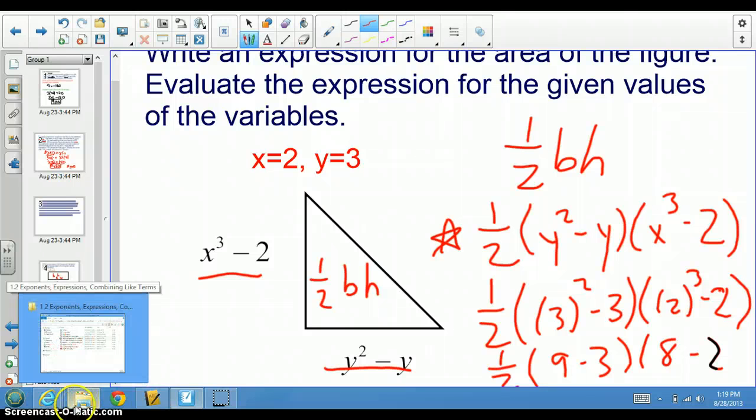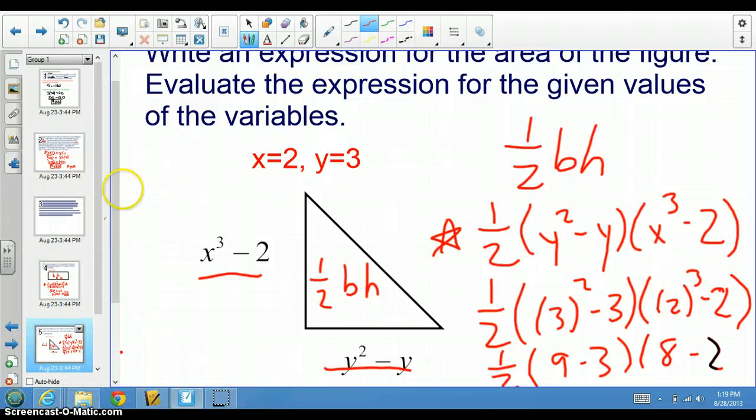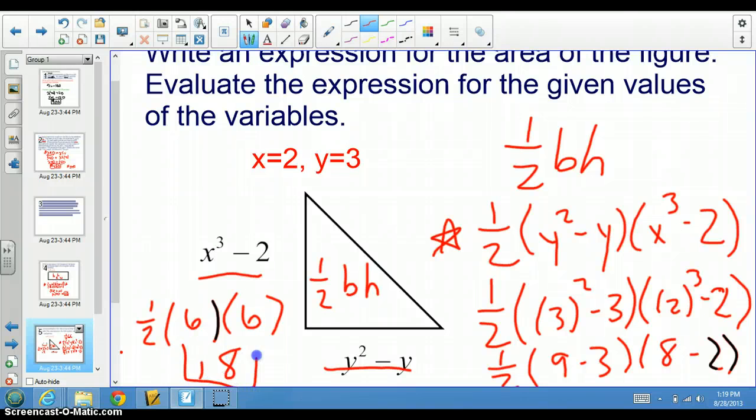For some reason my mouse is not working to scroll the picture down. But 9 minus 3 is 6. So I'm just going to write it over here. 8 minus 2 is 6. Now multiply across. Half of 6 is 3. 3 times 6 is 18. Sorry about that.